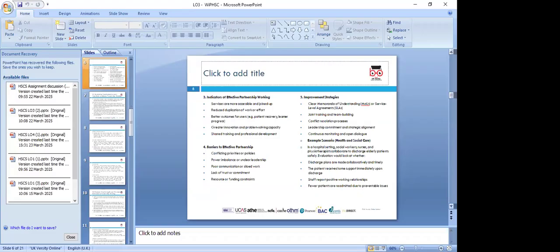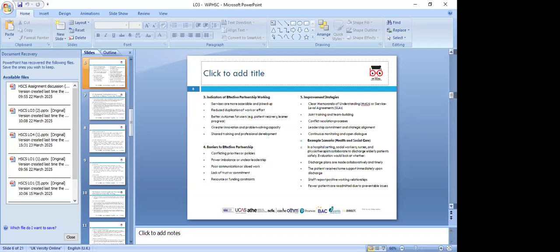Indicators of effective partnership working: services should be more accessible and joined up, and there is reduced duplication of work or effort. Barriers to effective partnership: conflicting priorities or policies, power imbalance or unclear leadership, poor communication or siloed work, lack of trust or commitment, resource or funding constraints.